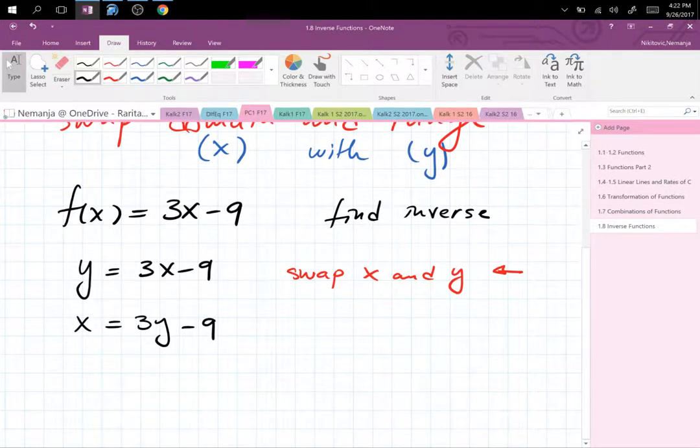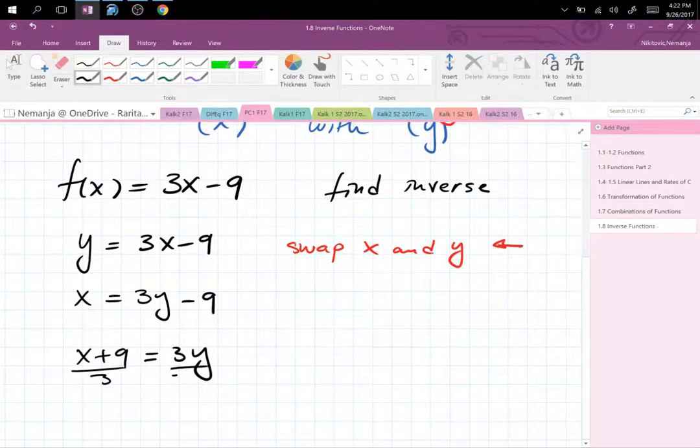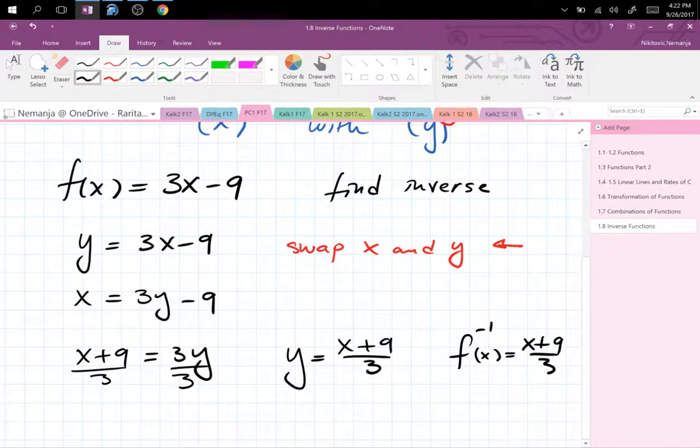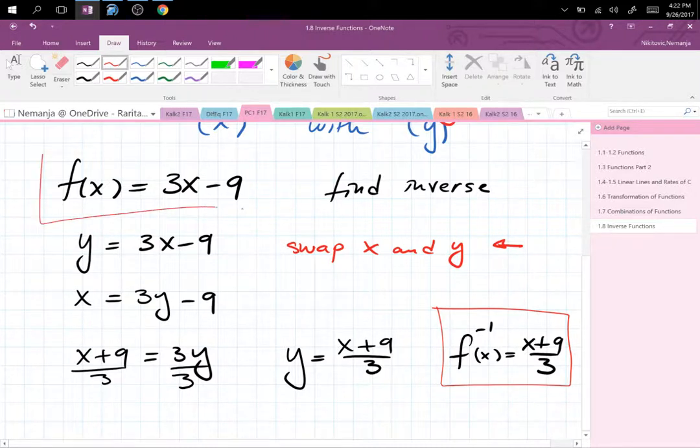All you need to do now is to fish out y. So x plus 9 is 3y. Divide both sides by 3. And you have your y equals x plus 9 over 3. We write this f inverse of x is x plus 9 over 3. That is the answer right there. That's the inverse function for f of x. And you have this function and inverse pair: 3x minus 9 gives you the inverse function of x plus 9 over 3.